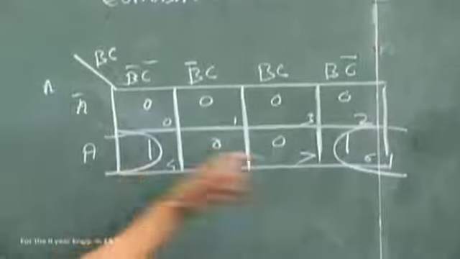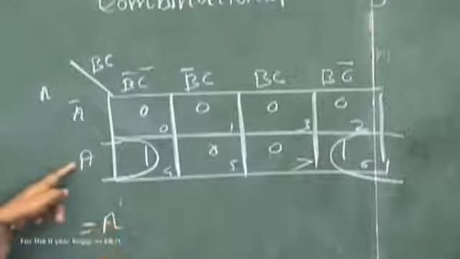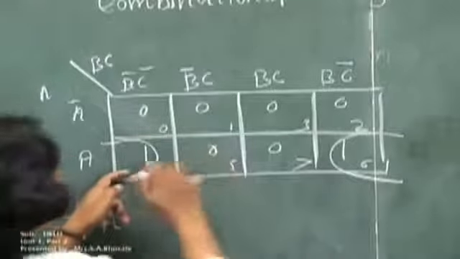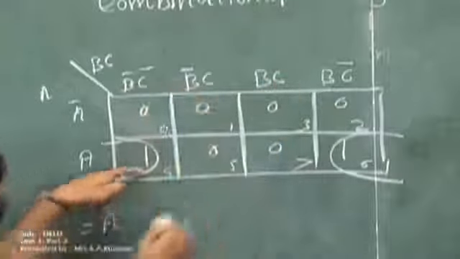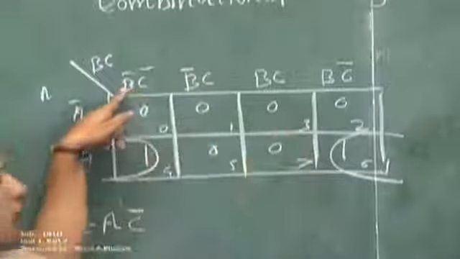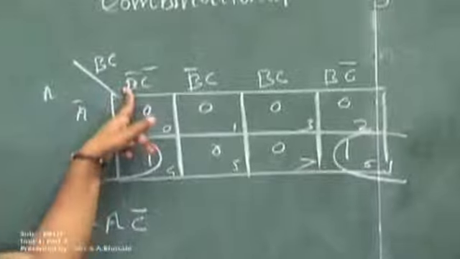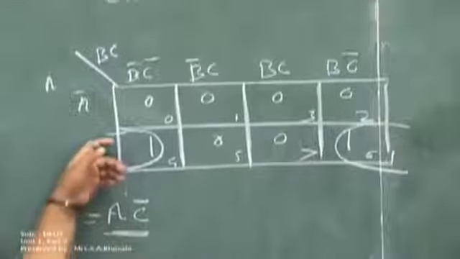So again, the answer for this one horizontally, there is only one term, which is A. And now see here vertically, it is B bar C bar and this is B C bar. Out of this, C bar is common, which will be written, and B bar and B are complements of each other, so that is why they can be cancelled. So my answer becomes A C bar for this problem.